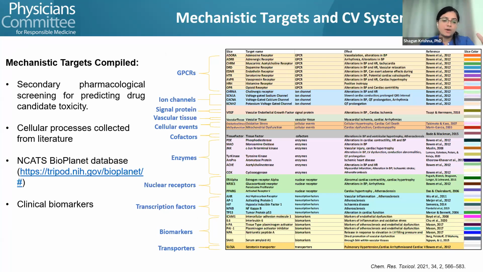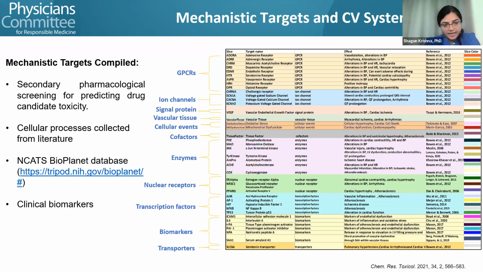As you can see, as a first pass, we took the secondary pharmacological screening target panel that most pharmaceutical agencies use to identify the adverse effects of pharmaceuticals. We started with the Bowes paper, and they gave a panel of almost 40 targets. We identified those targets which could be significant to the cardiovascular system. And then we also collected several cellular processes like mitochondrial dysfunction and oxidative stress from the literature.